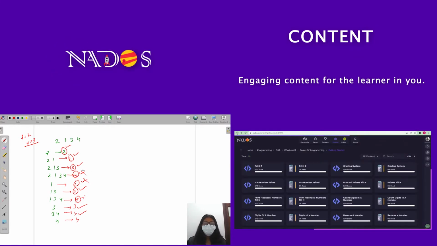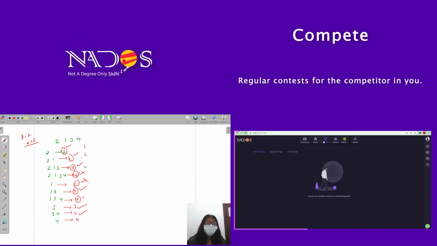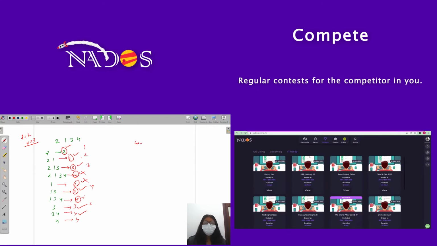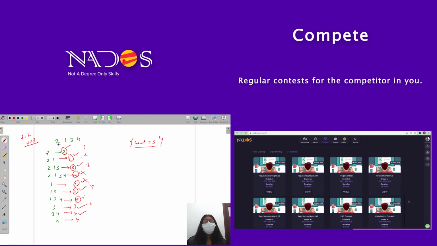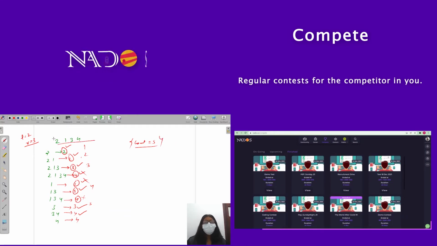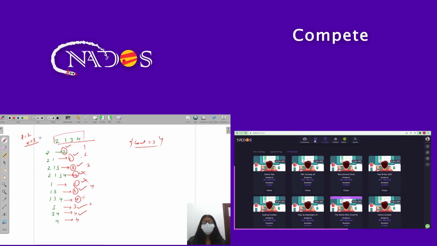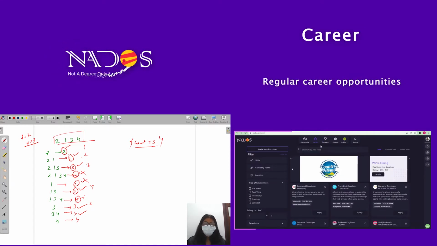So the count is what? 1, 2, 3, 4, 5. So my count is 5, and we have to return this count. For this array, I get 5 subarrays whose maximum lies in my range, that is between 2 and 3.